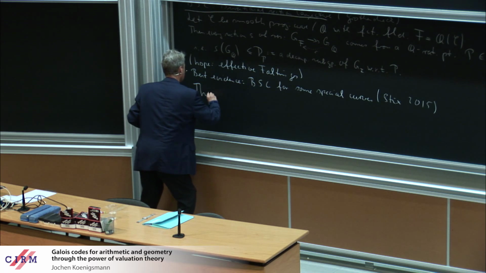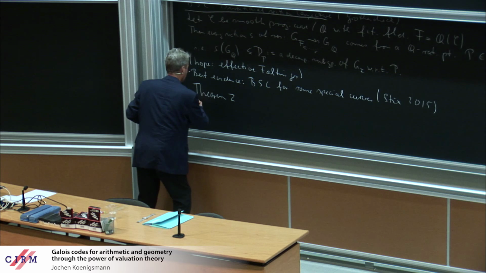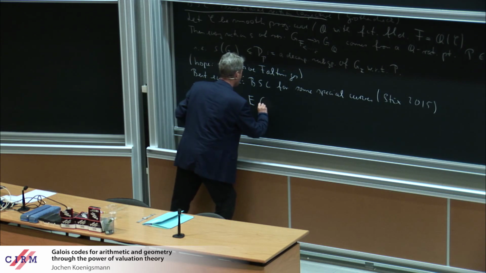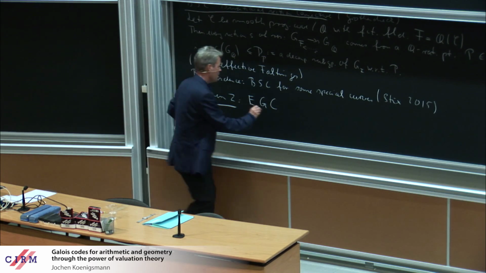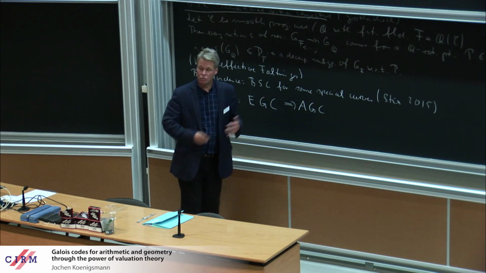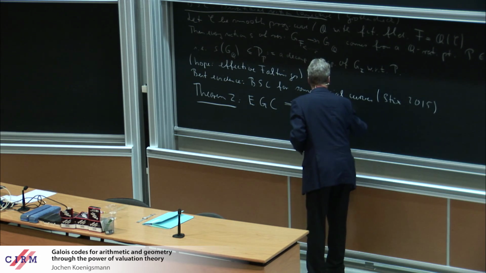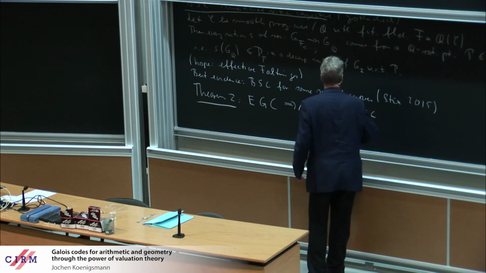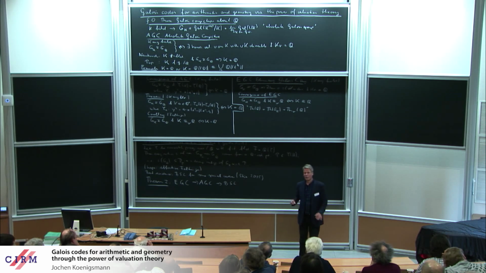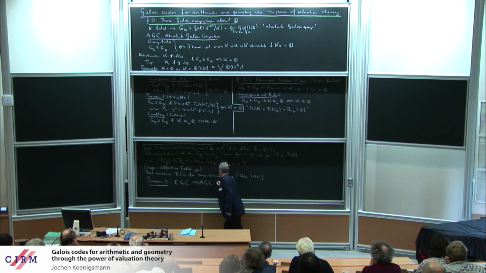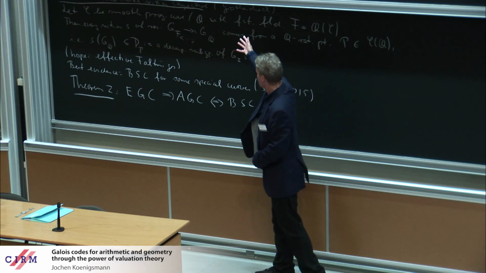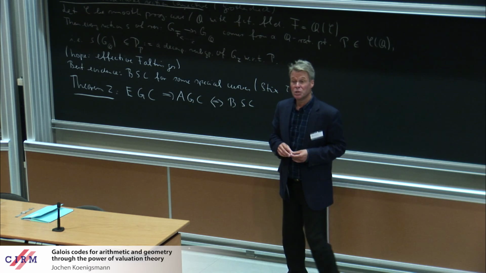Theorem 2, I will indicate the proof of, is the relation between those conjectures. It turns out that the elementary Galois conjecture is the strongest. That implies the absolute Galois conjecture, and that fairly easily implies the birational section conjecture. Essentially, the birational section conjecture is the absolute Galois conjecture in transcendence degree 1. That is more or less the case. But surprisingly, we have an equivalence here. So this shows that the old Grothendieck conjecture, in fact, is much more general.